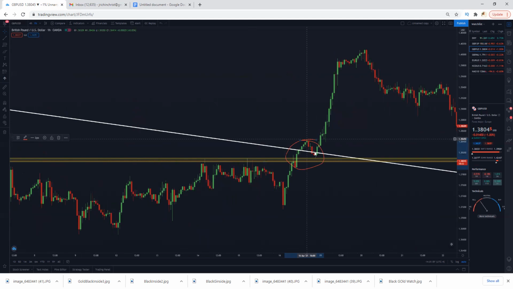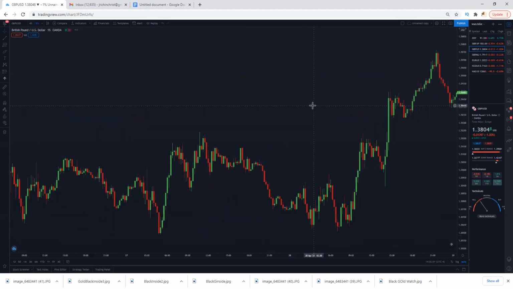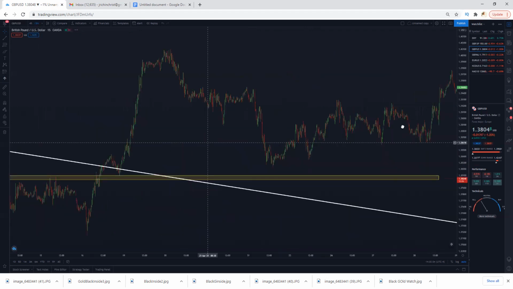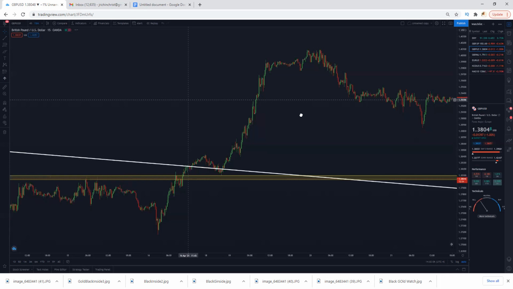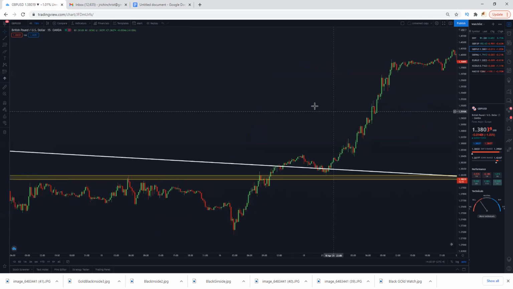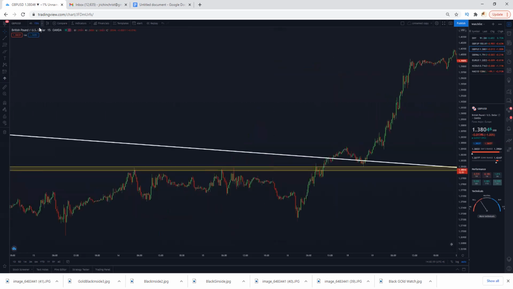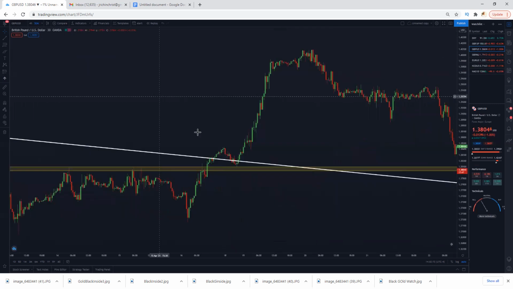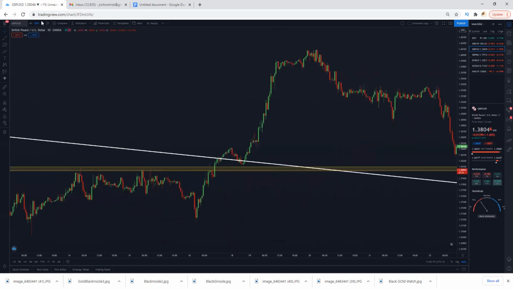Let me see if this can work on the 15 minutes, because I sometimes get my entries off the 15-minute time frame. Well, I think maybe the 30-minute. If not the 30-minute, then the hour time frame is the best. I mean, we can use the 30-minute, but I think the hour time frame is the best.